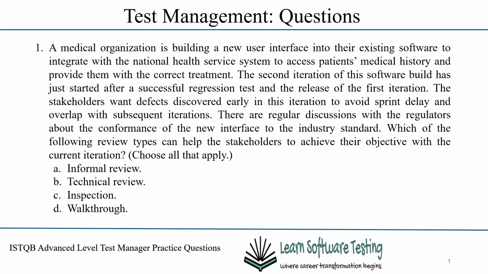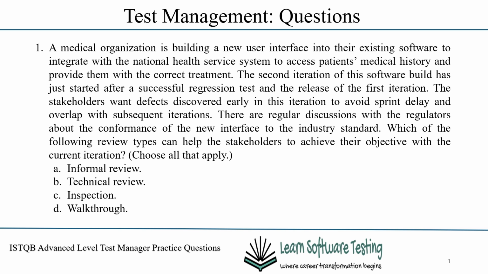There are regular discussions with the regulators about the conformance of the new interface to the industry standard. Which of the following review types can help the stakeholders to achieve the objectives with the current iteration? Choose all that apply. Informal review, technical review, inspection, and walkthrough. So which of these multiple choice options are the correct answers?